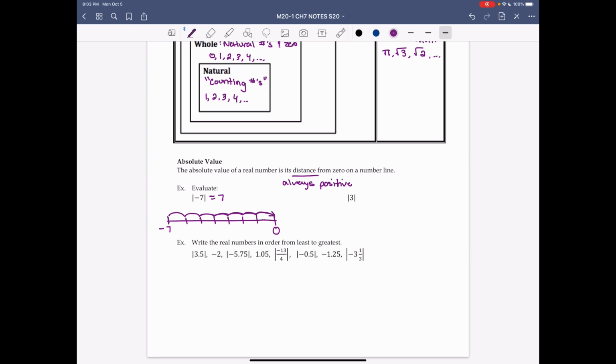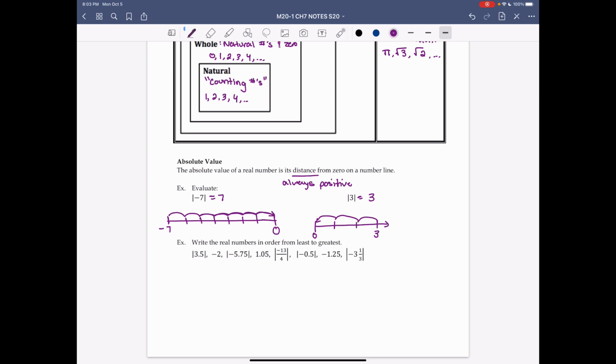Let's do the absolute value of positive 3. We have 0, 1, 2, 3. We go 1, 2, 3 steps to get from 3 to 0, so the absolute value of 3 is 3.